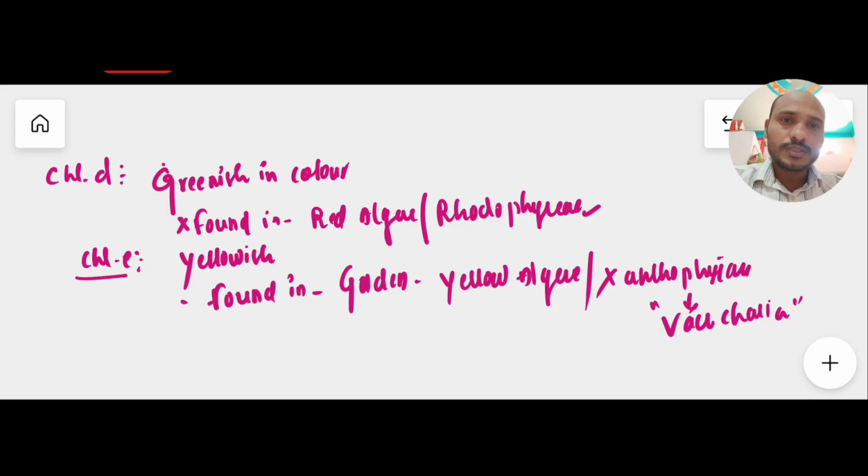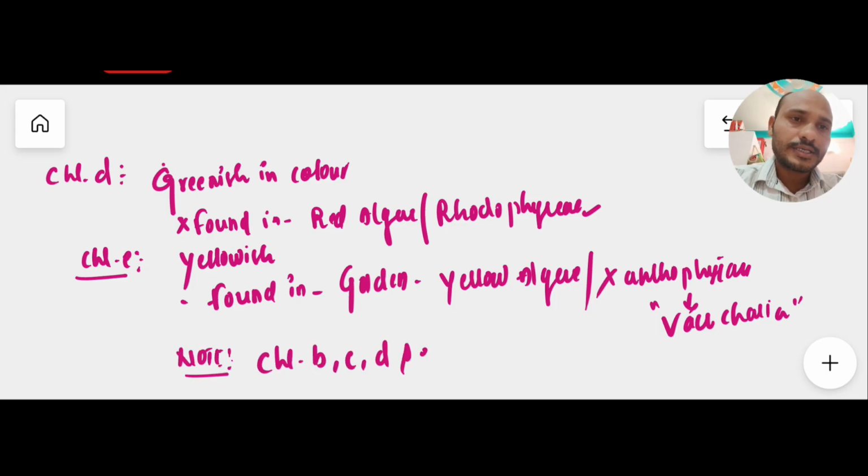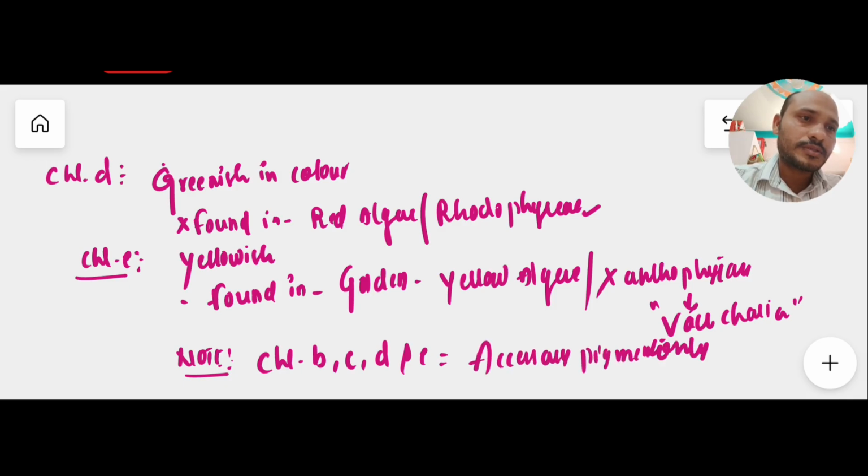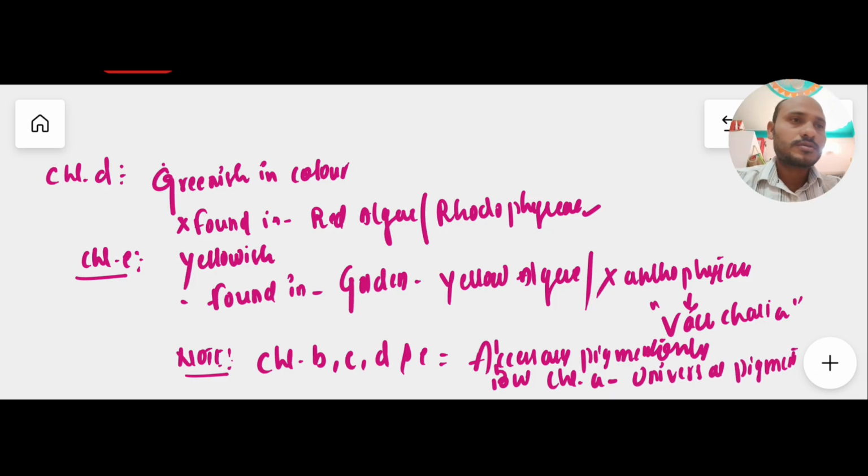So here note, from chlorophyll B, C, D and E, all these pigments act as accessory pigments only. But chlorophyll A only acts as the universal pigment. So this is all about the different types of chlorophyll pigments.